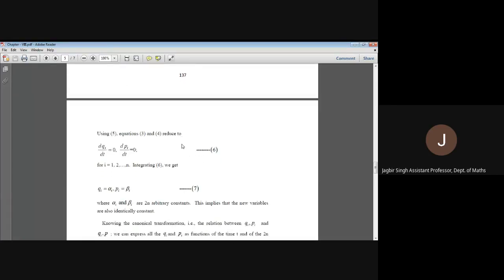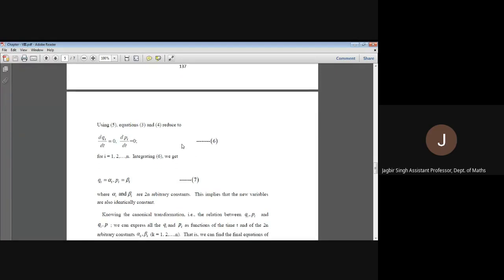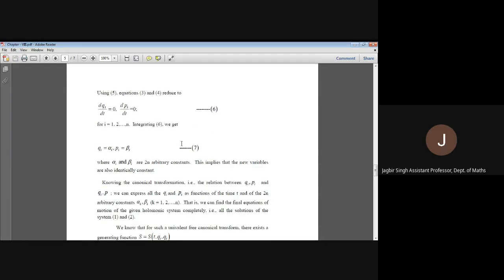Okay, so the new coordinates qi tilde will be alpha i, pi tilde will be beta i. This will be the new 2n coordinates. And knowing such a relation will help us in finding the motion and all possible solutions.